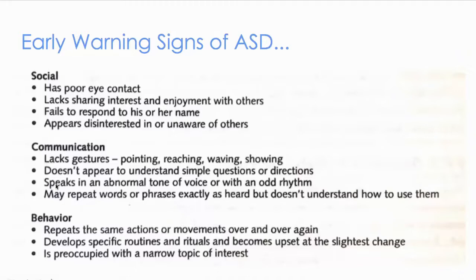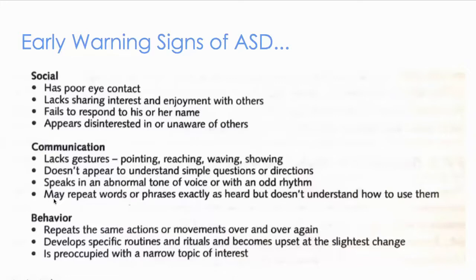Sometimes kids might be called something like a little professor, where they speak in more advanced vocabulary for their age. They might have a very monotone sound to their voice, almost robotic, with not a lot of inflection, like inflection for questions. The sound of the words doesn't have that natural rhythm.